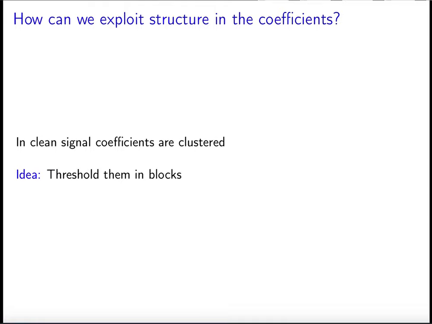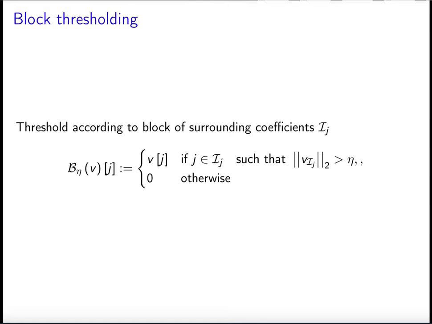Okay, let me go all the way back. So the idea is that we could threshold in blocks. Again, the technique is very similar to just thresholding, except that now we threshold according to a block of surrounding coefficients. So this is a set of coefficients that surround the jth coefficient, and we look at the L2 norm of all of those coefficients aggregated together, and we compare them to a threshold. And again, the threshold we would just set according to some cross-validation procedure.